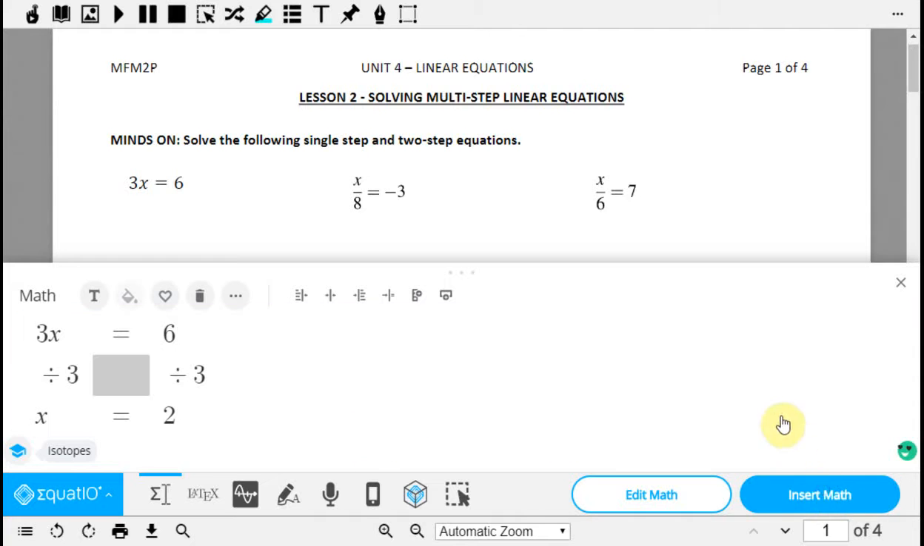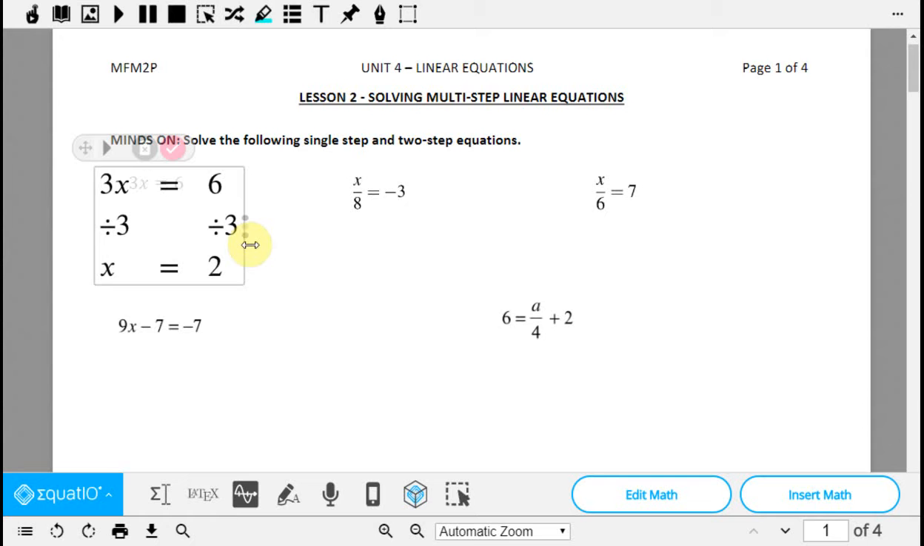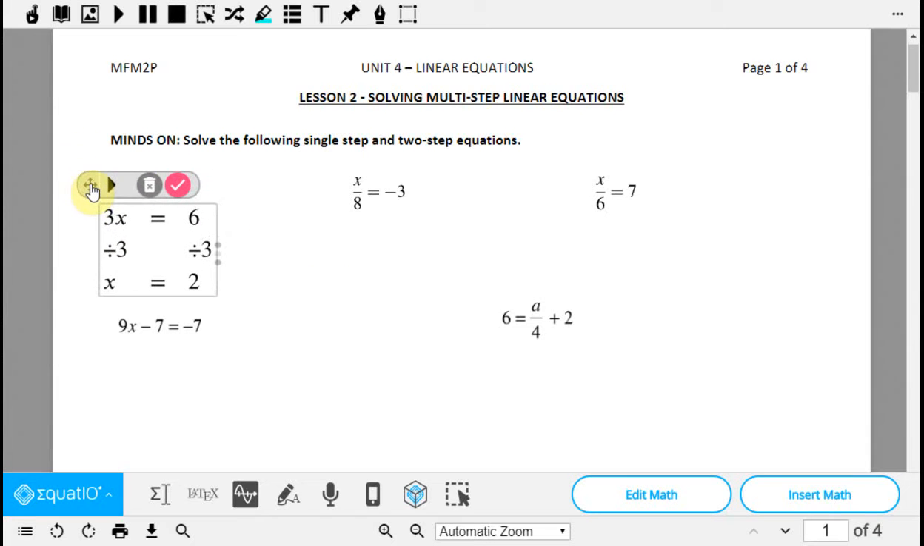So now we insert the math. And what you may have to do is just resize that. So if you click here, it resizes it proportionally. I'm going to resize it enough that I can fit it underneath. And then you grab this move box and click check when you're done.